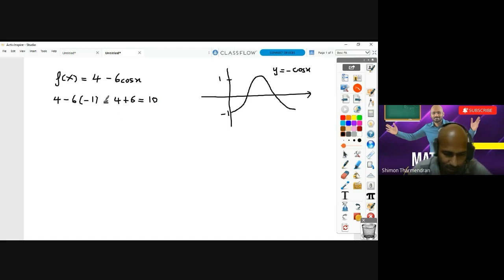Diberikan dalam soalan pun, 10 is your nilai maximum. And then we've got 4 minus 6. When cos equals to 1, I get 4 minus 6, and we are left with minus 2. In the question, minimum value was minus 2, so I know my answer is correct. Any questions on this?